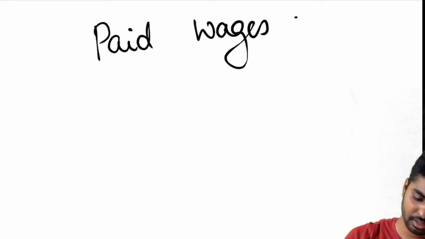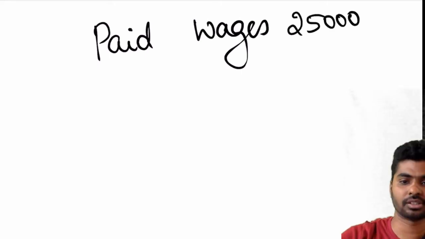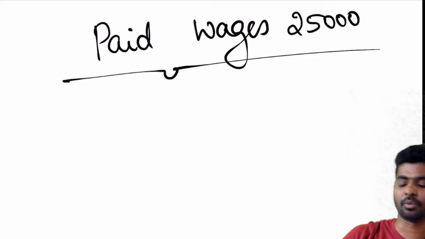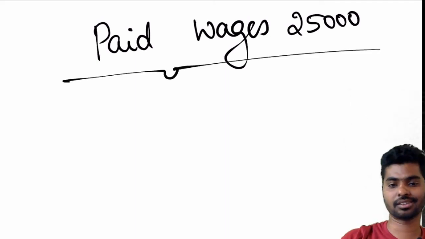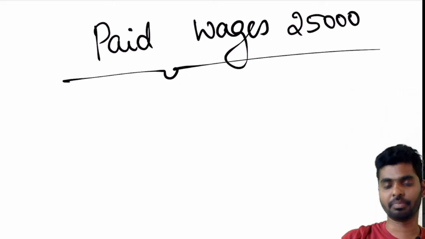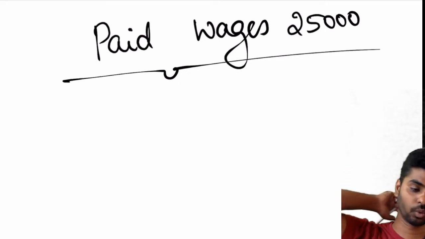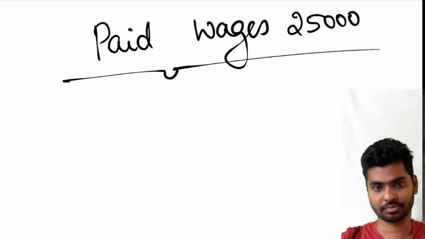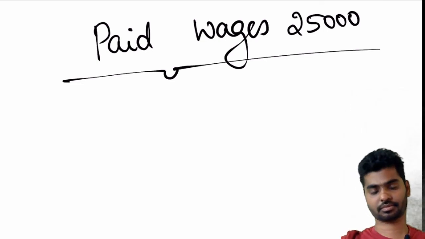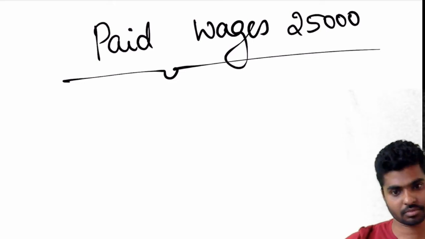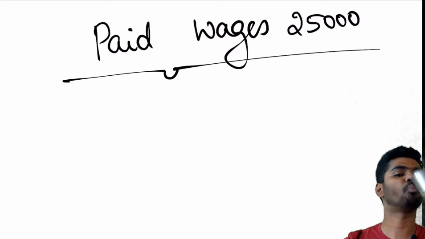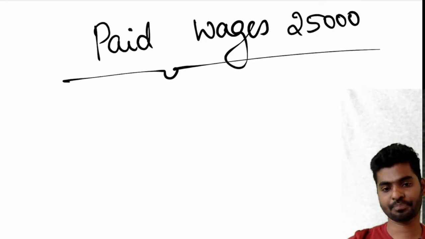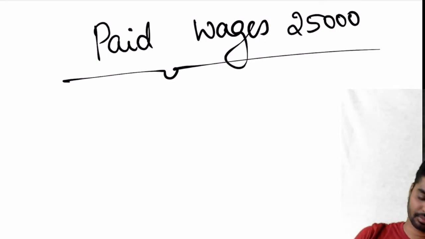Paid wages 25,000. This is the question. I want you guys to post your answers in the comment section now. Paid wages 25,000. Who's going to be debited to whom?